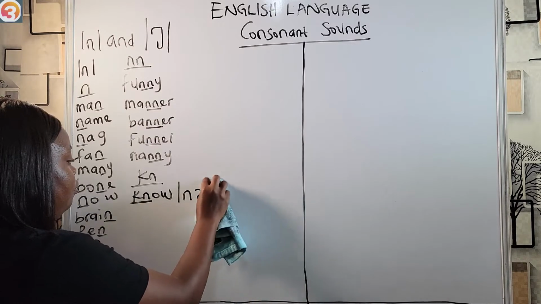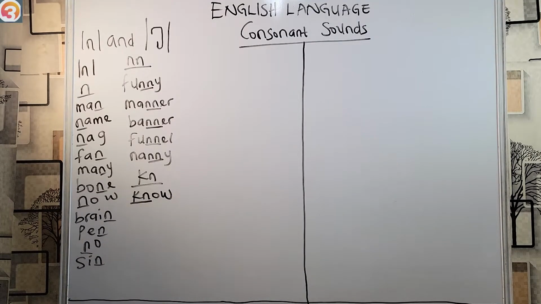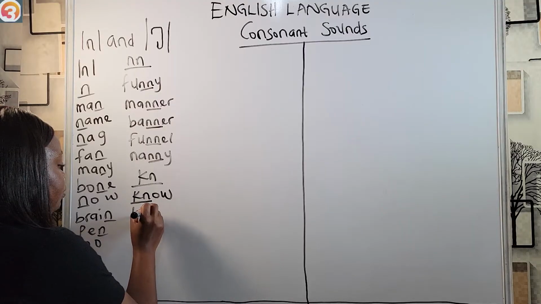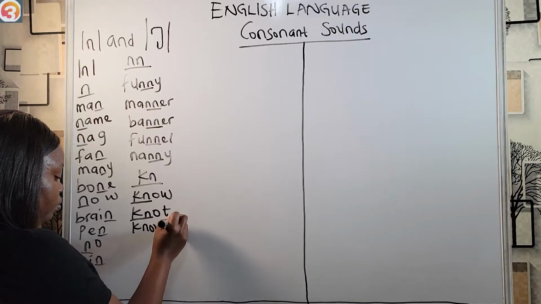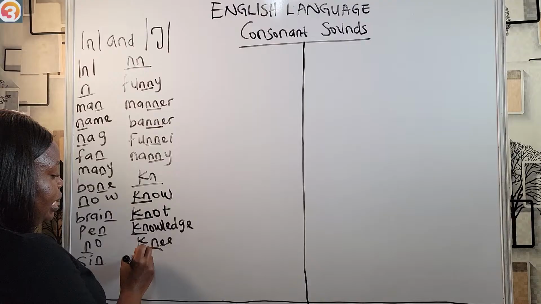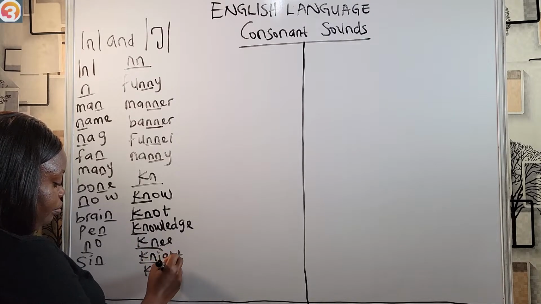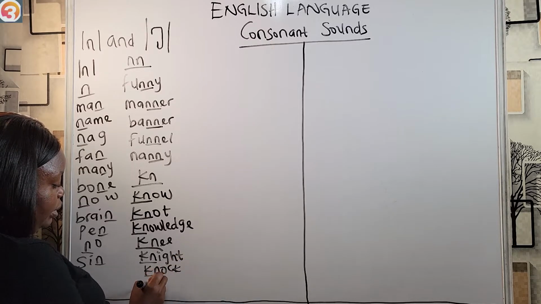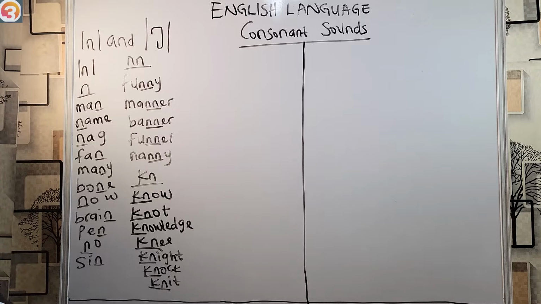Other examples we have are not, knowledge, knee. We have words like night, knock, neat. These words contain the N sound. Why? Because the first letter K before the N is silent.